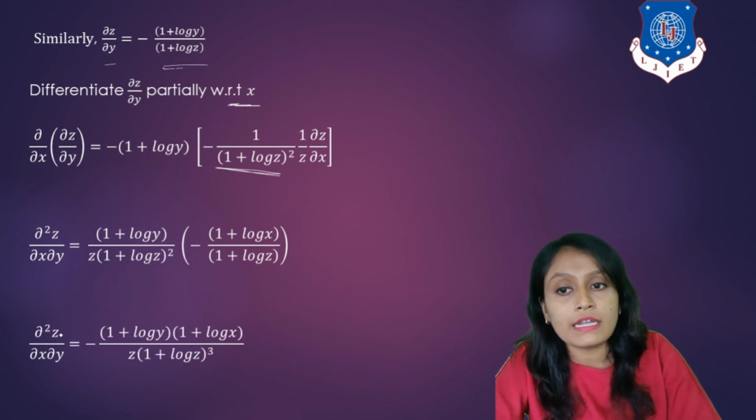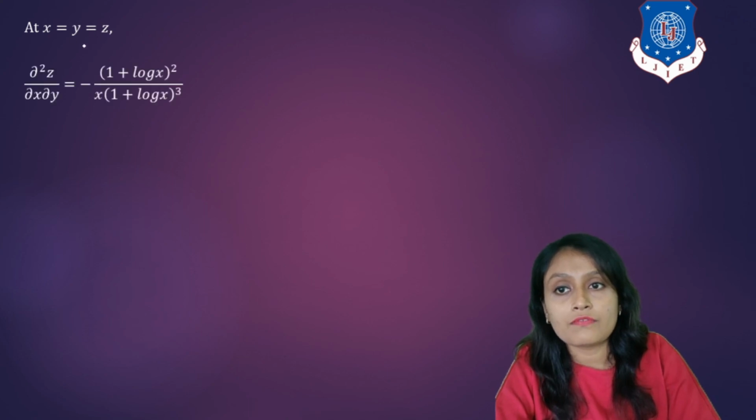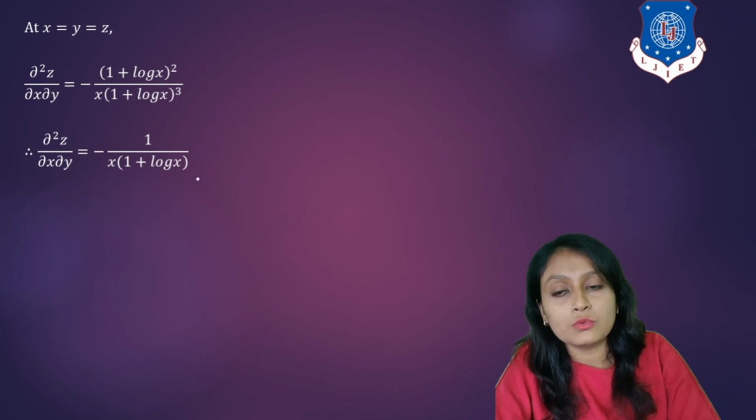So here you have del square z by del x del y as minus (1 plus log y) into (1 plus log x) upon z into (1 plus log z) whole cube. Okay, now we have the condition that x is equal to y is equal to z. So everywhere in place of y and z we will substitute x and will make the equation in terms of x. So we have del square z by del x del y as minus (1 plus log x) whole square upon x into (1 plus log x) whole cube. This (1 plus log x) whole square will get cancelled. So what remains is minus 1 upon x into (1 plus log x).